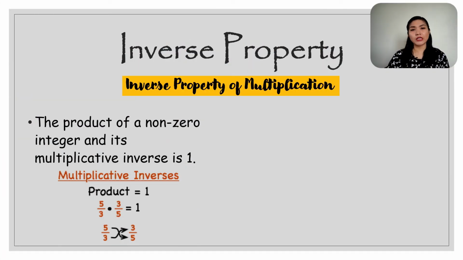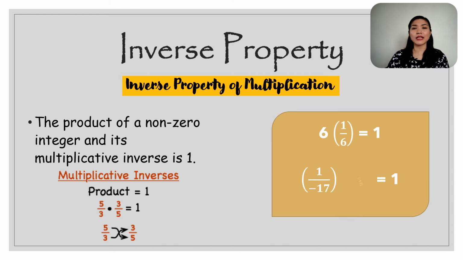Going back to the property, if we multiply a non-zero integer, meaning any integer not including 0, and its multiplicative inverse, the product is 1. Let's multiply the integers and the reciprocal from our previous examples. So we had 6 times 1 over 6 equals 1. 1 over negative 17 times negative 17 equals 1. As you can see, their product will always be 1.